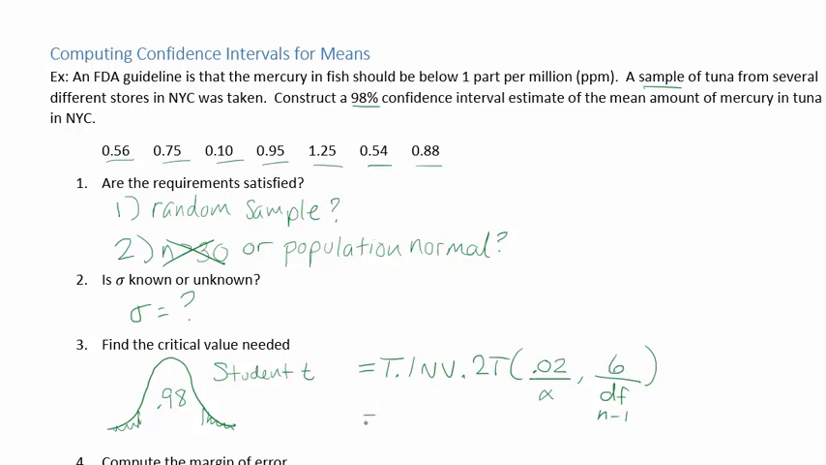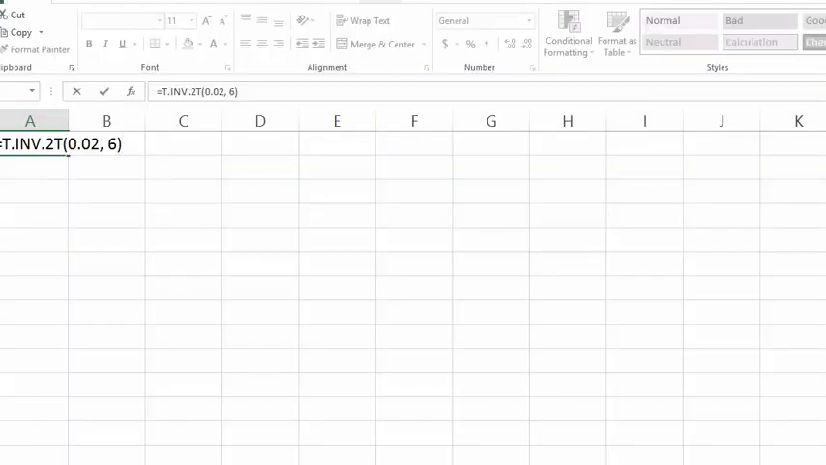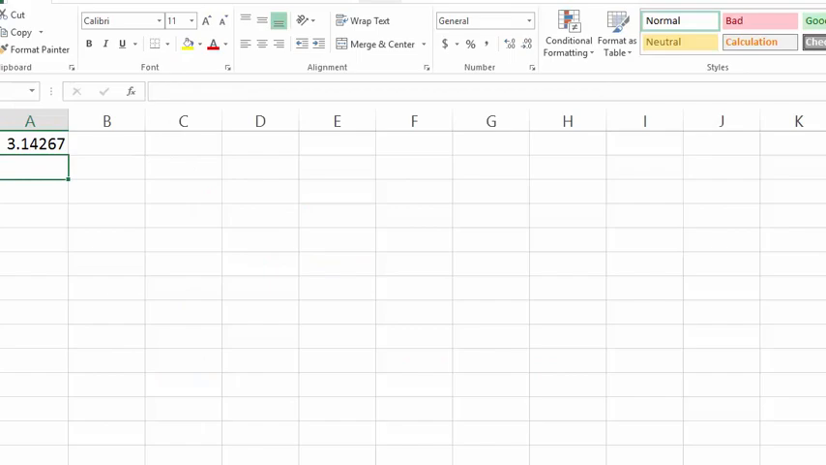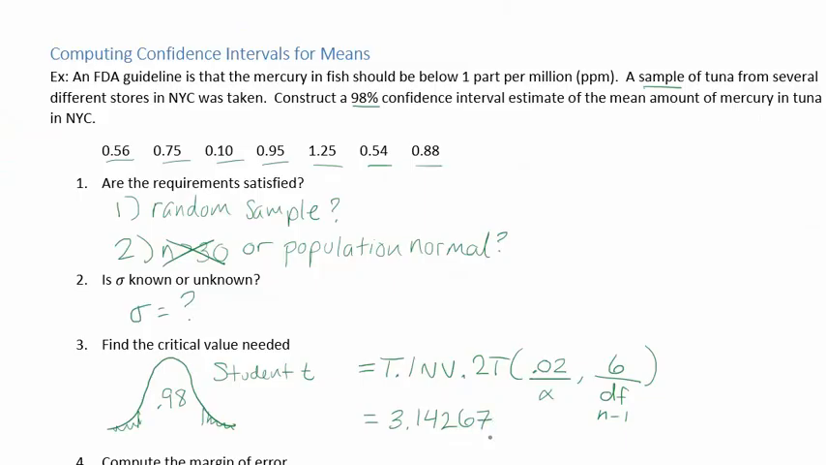So I'm going to plug that into Excel and compute that out. So I get a critical value of 3.14267. And I'm just going to use all the decimal points that Excel gave me. I can always round my answer later.